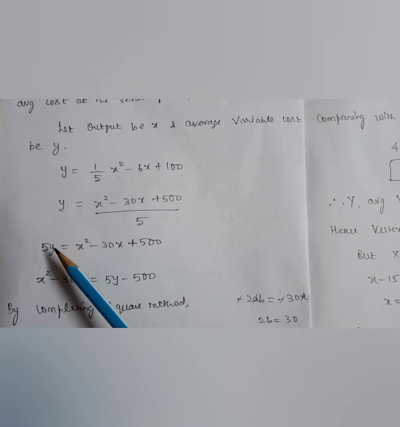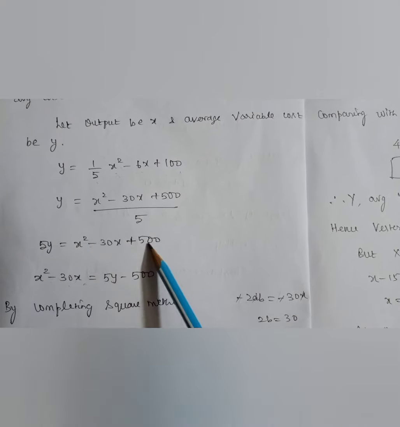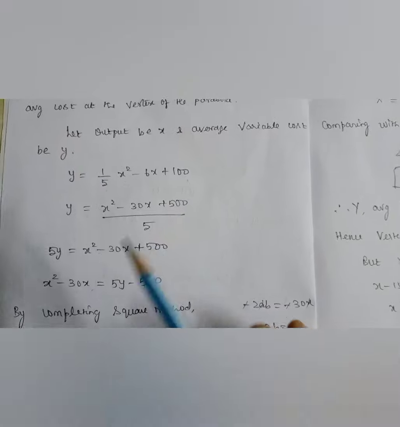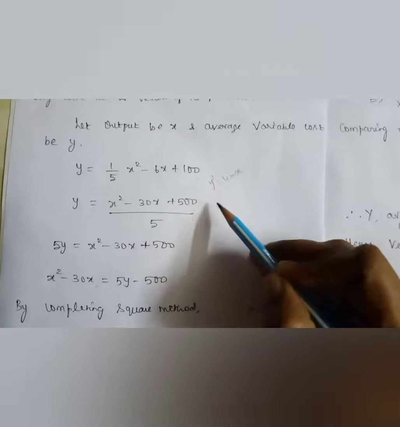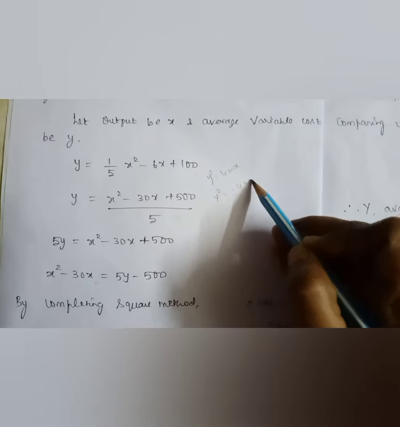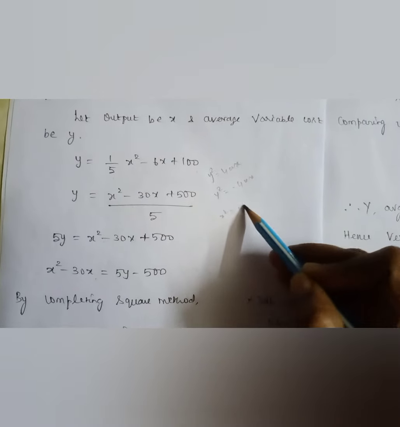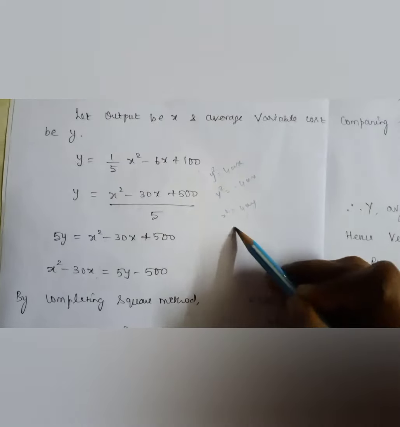So like this: 5y equal to x square minus 30x plus 500. Now children, we have 4 types of parabola: y square is equal to 4ax, y square is equal to minus 4ax, x square is equal to 4ay, and x square is equal to minus 4ay.